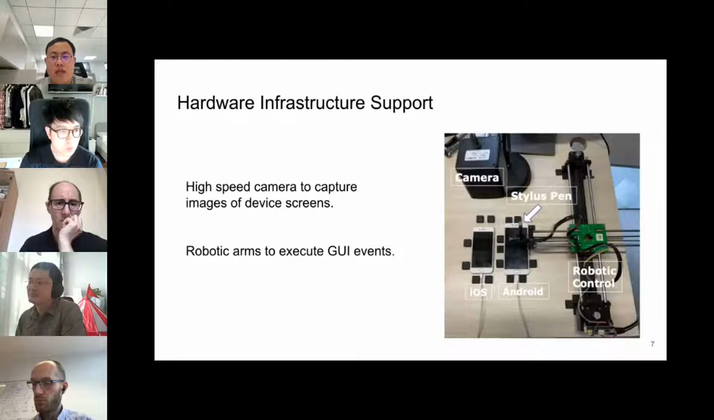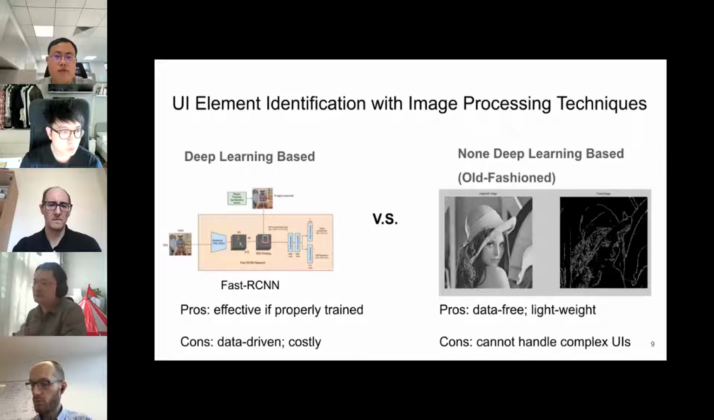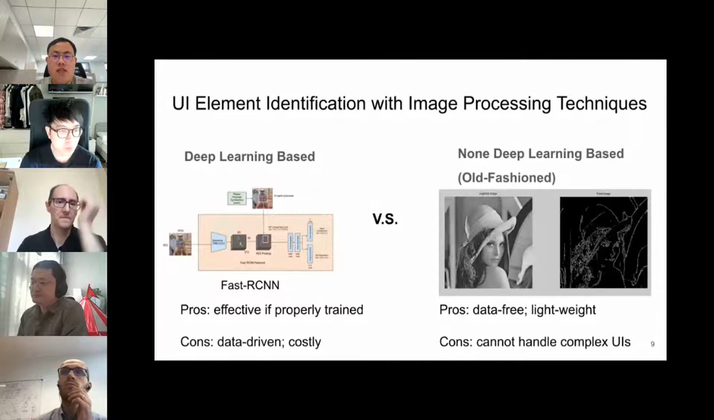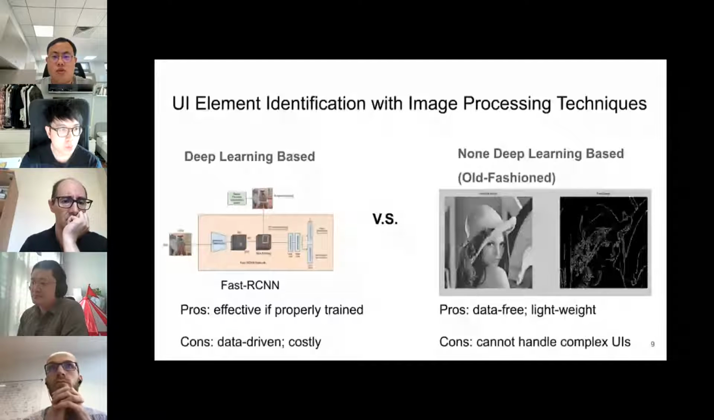There are numerous UI element identification techniques falling into two main categories. First, deep learning-based techniques use a data-driven approach. They are first tuned on a set of training data and then used to process the screenshots. While they are effective given enough training data, data collection is costly. Second, old-fashioned techniques use image gradient to segment the image and locate UI elements in the screenshot. Old-fashioned techniques are data-free, but they may fail to handle complex UIs.